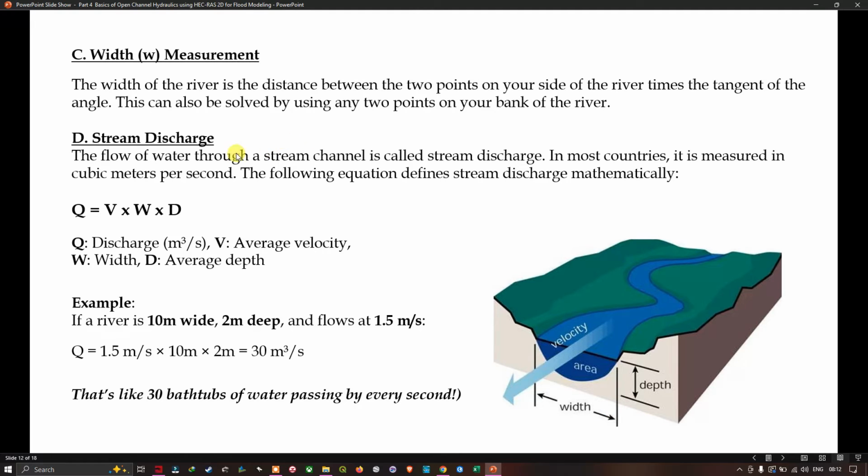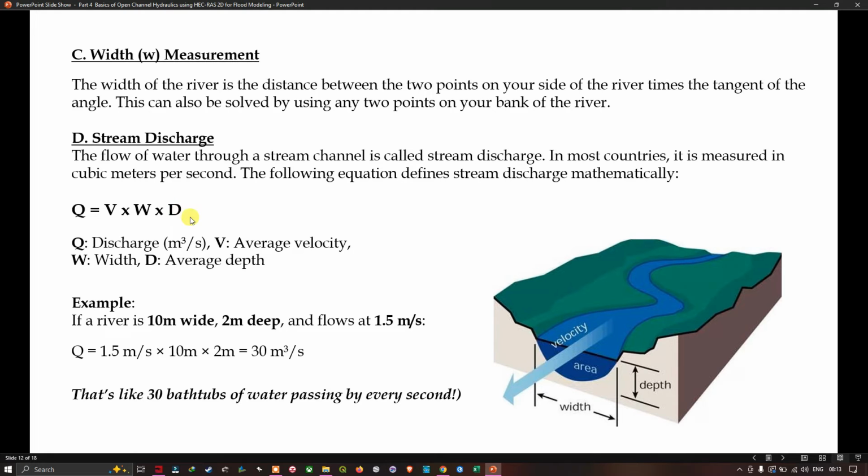The next parameter is the stream discharge. The flow of water through a stream channel is called stream discharge. In most countries, it is measured in cubic meters per second. The following equation defines stream discharge mathematically: to calculate it, multiply V, the average velocity, by the width, multiplied by the depth.